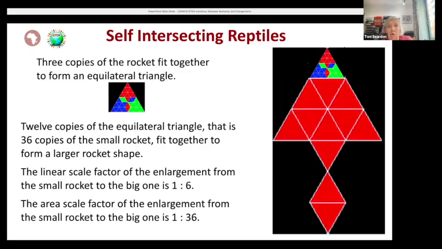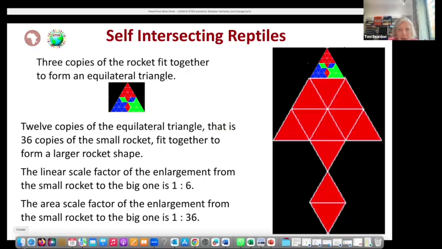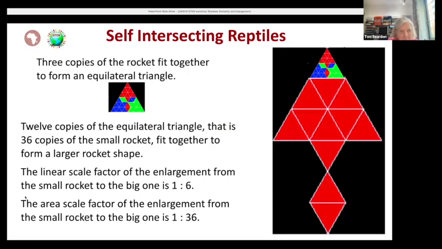This is a rocket, or sort of representation of a rocket. And the reason for having that little equilateral triangle there is, if you look into it, you'll see that there are 3 copies of the rocket shape, one in red, one in green, and one in blue, fitted into the triangle. Now, if you go over to the right, there's the bigger rocket.